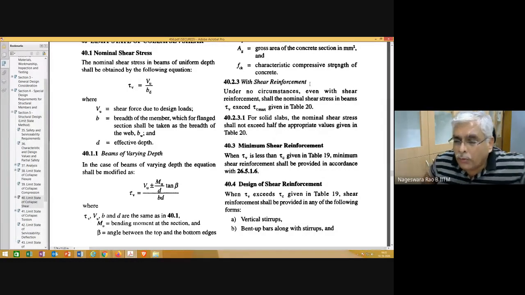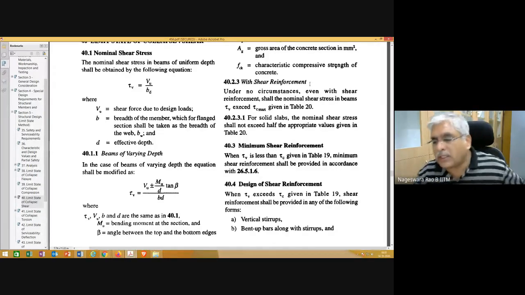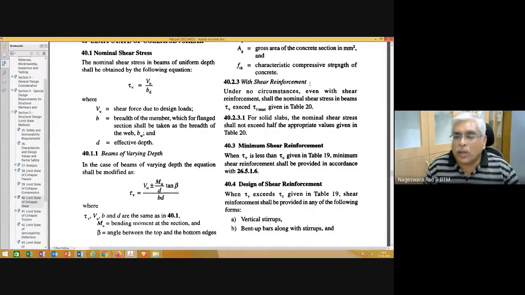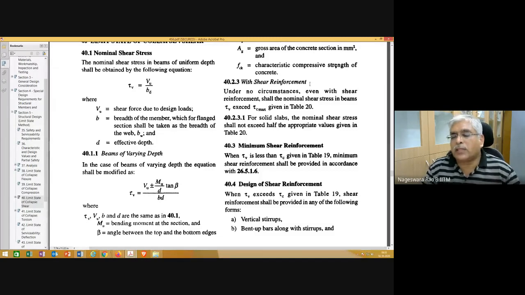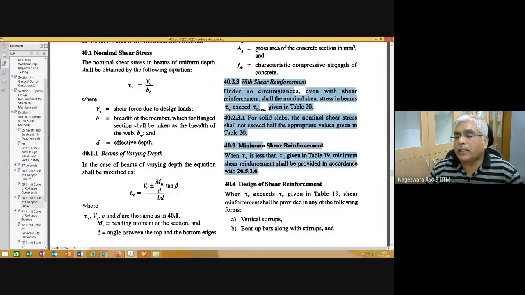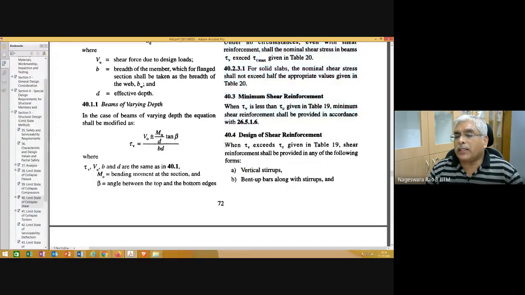So now we got tau v. Tau v is nothing but nominal shear stress, and we also got tau c. Tau c is the design shear strength. So how tau v compares with tau c, based on that, whether we are required to provide shear reinforcement or not will be decided. Sorry, let's skip these two sections. In a while we'll come back. This is the section we need to look at, design of shear reinforcement.